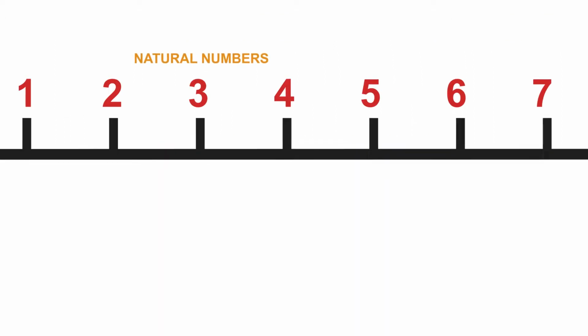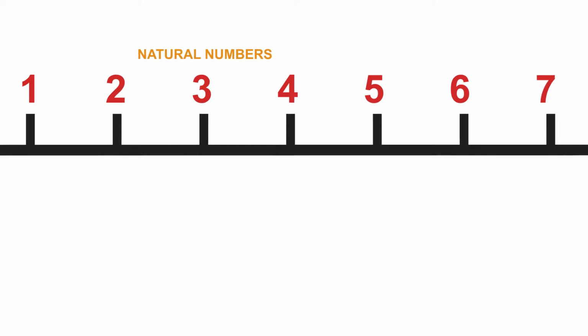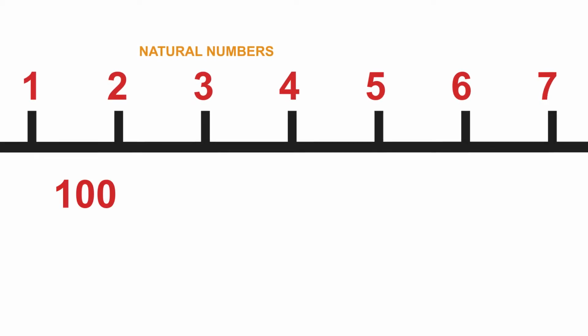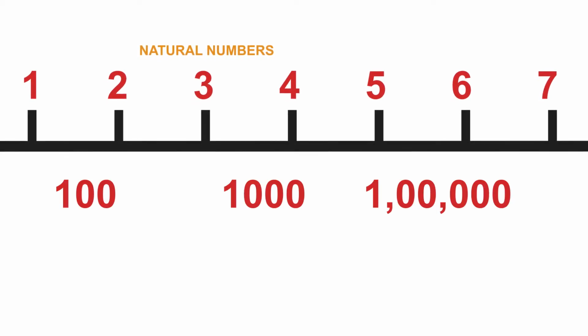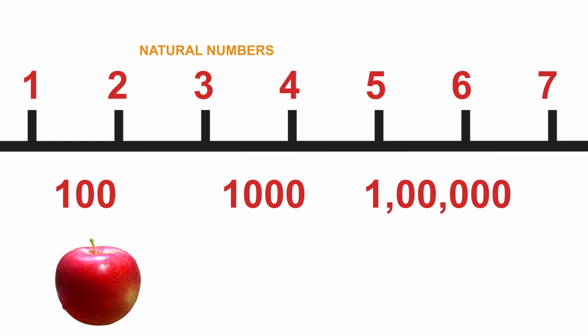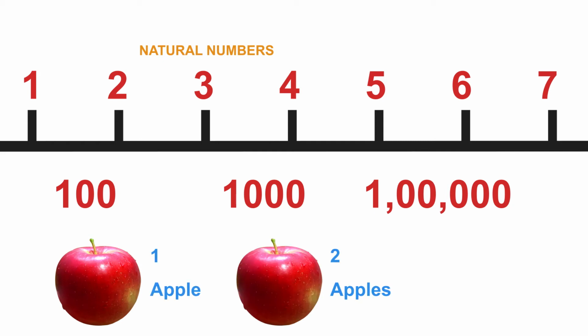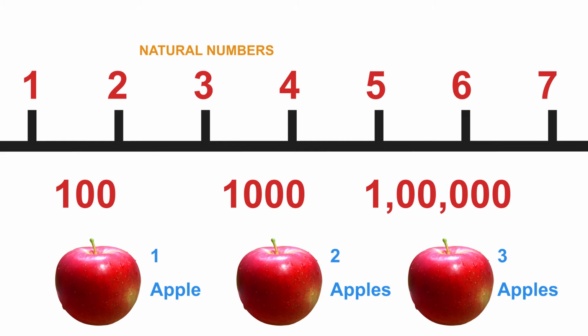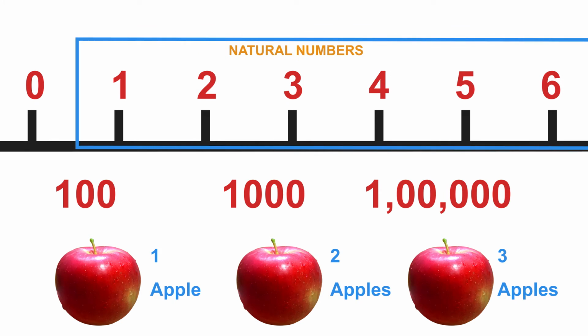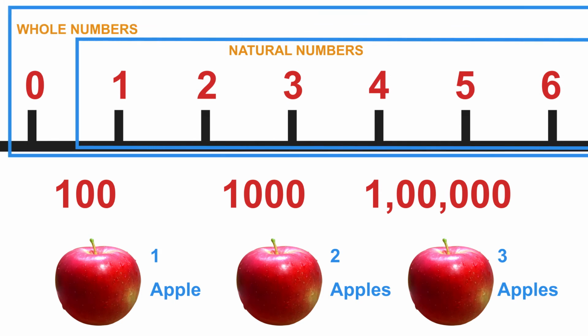Natural numbers are all the numbers 1, 2, 3, 4, 5, 6, 7, 100, 1000, 1 lakh and so on. Natural numbers are most suitable for counting and thus got their name as natural. You can count apples like 1 apple, 2 apples, 3 apples and so on using natural numbers. Adding 0 to the set of natural numbers makes them whole, and thus this set is called whole numbers.